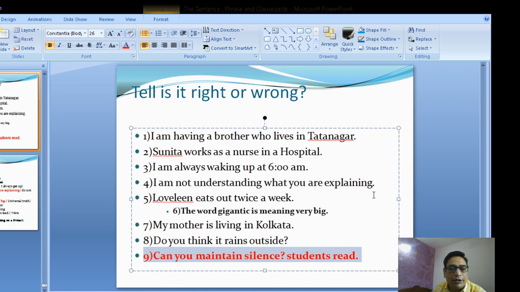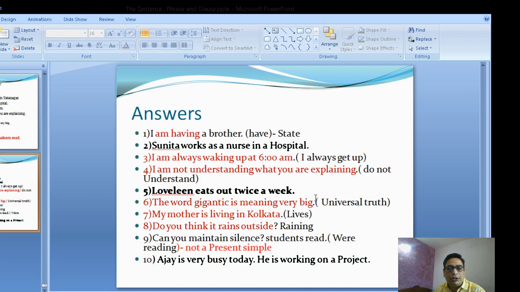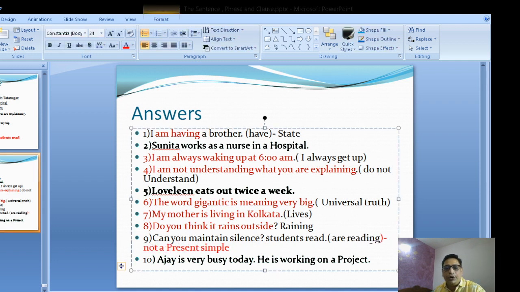So without delaying any further, let me tell you: "Can you maintain silence? Students are reading." Students are reading mainly because it will come to an end after some time. So, "Can you maintain silence? Students are reading." These are the answers, very quickly. I'm not going to look at the 10th one, but "Can you maintain silence? Students are reading." We will not tell where, we're telling students are reading. It's not a present simple tense.